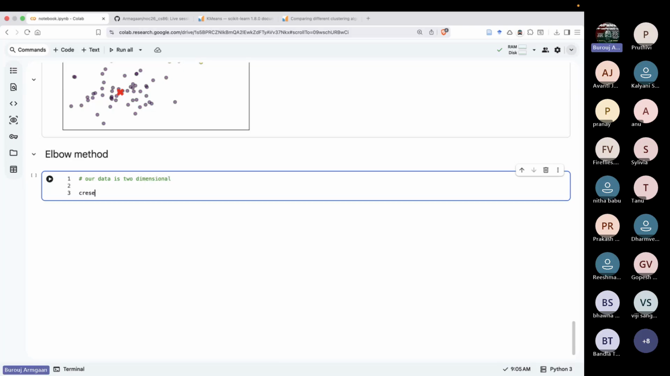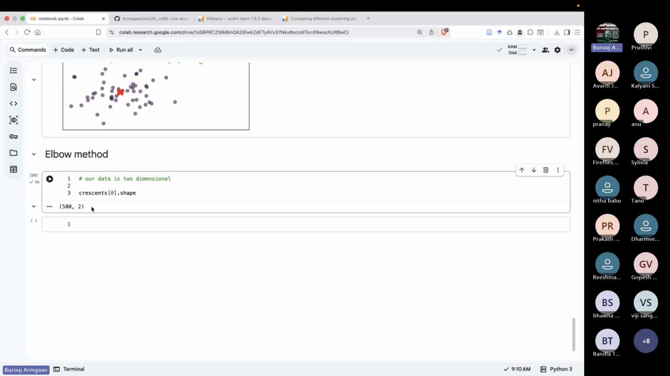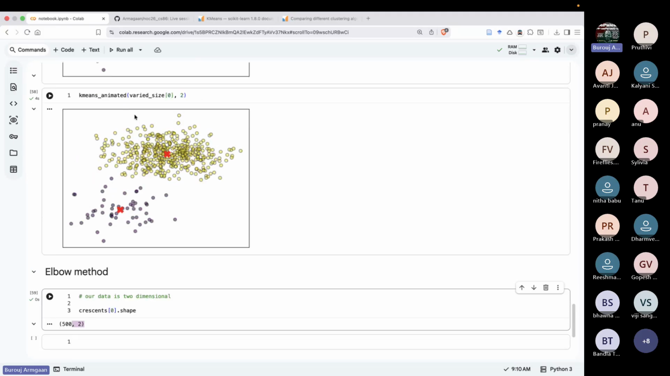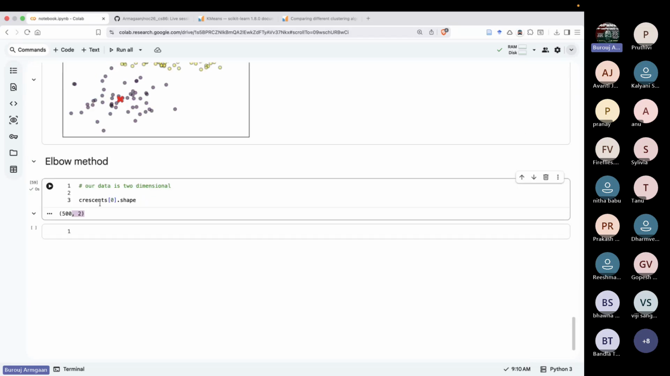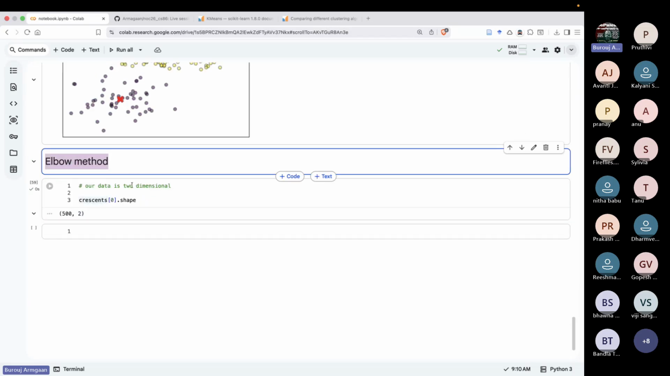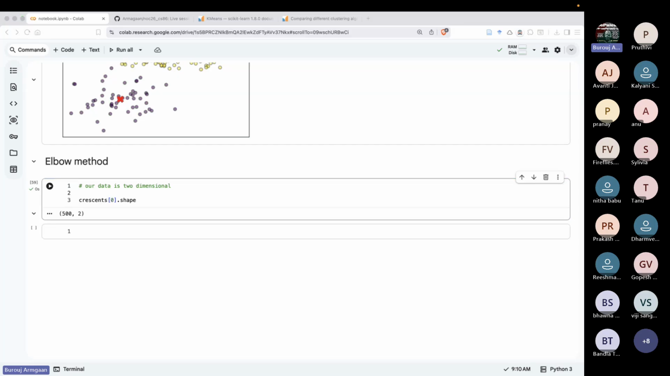If you just go for crescents, you see 500 data points, 2D. But suppose you have more data, let's say four-dimensional, six-dimensional, then you're not able to plot this data set. Because you're not able to plot it, you have no idea how many clusters there are. So how do you initialize K in that sense? There you have to use a technique called the elbow point. Okay. Has this been covered in your lectures, the elbow method? Yes or no?